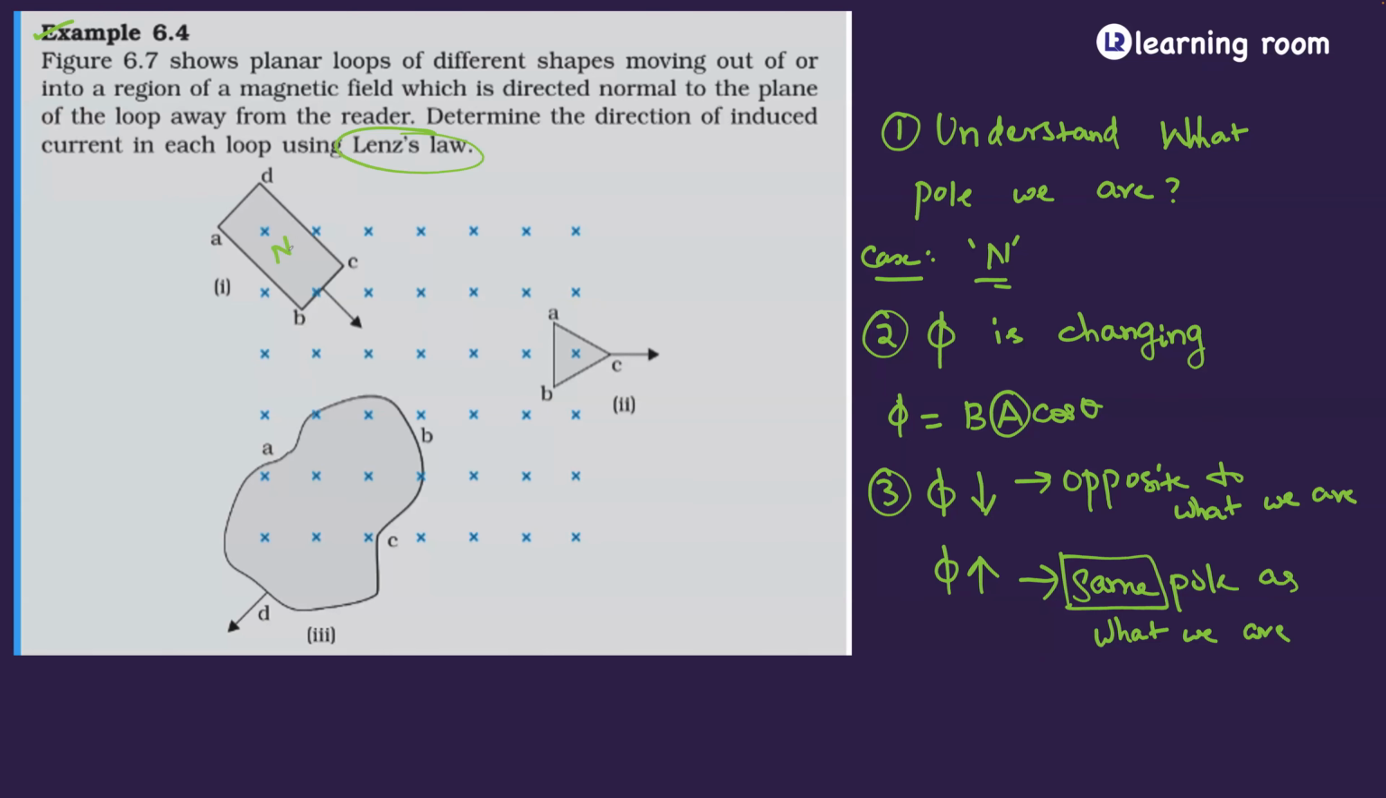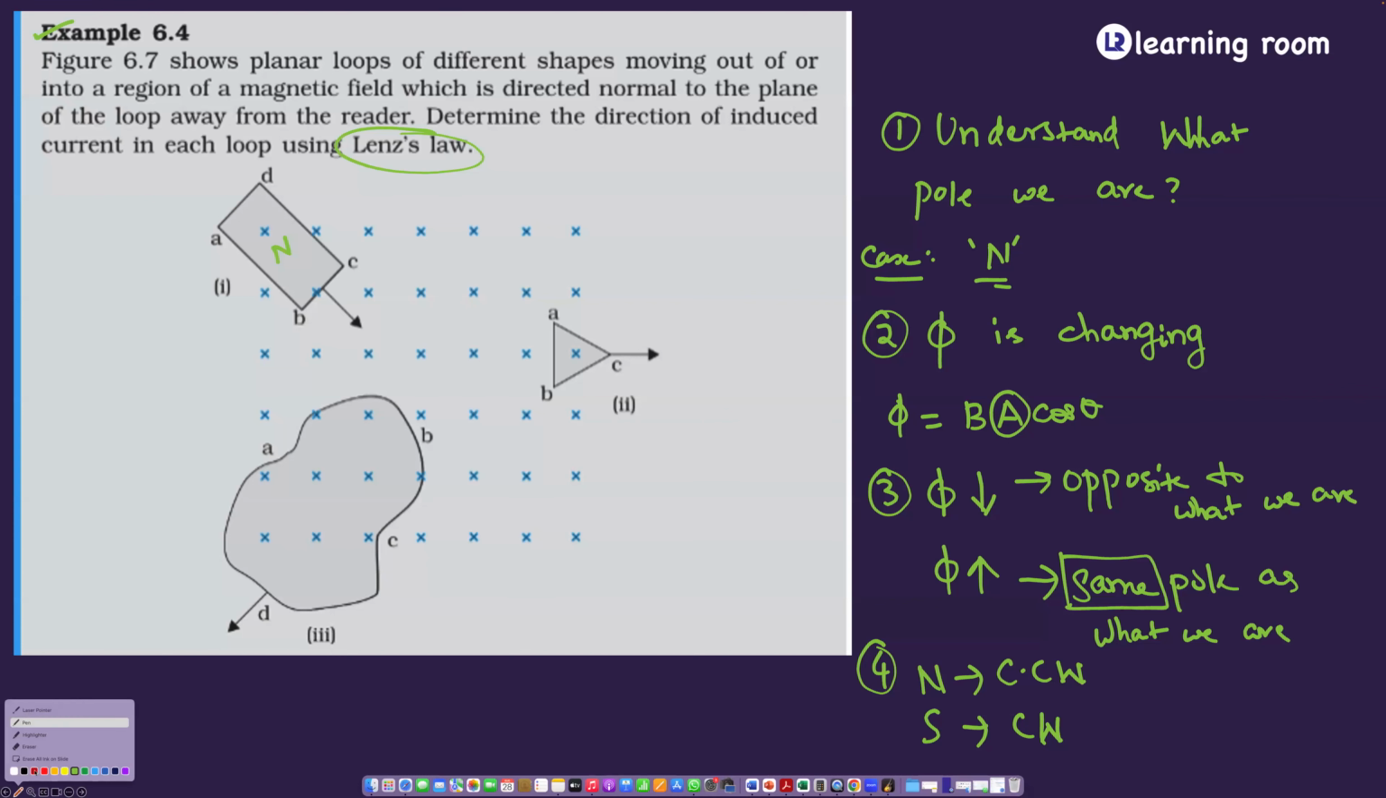But the question is, determine the direction of induced current in the coil. They didn't ask what pole is getting generated. So for the fourth step, if it is going to be north pole that is getting generated, then the current is going to be counterclockwise. If the south pole is getting generated, then the current is going to be clockwise. So you yourself tell me what is going to happen in this scenario.